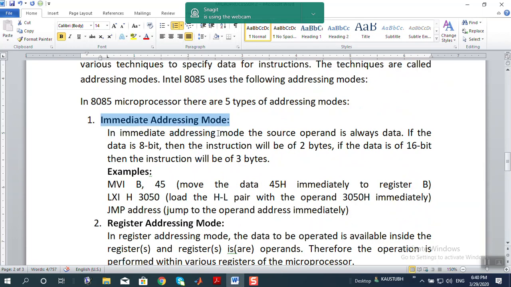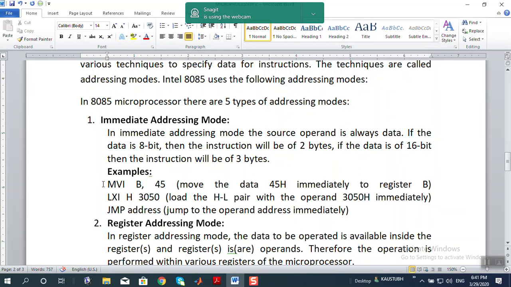Immediate addressing mode instructions are those instructions in which the data is part and parcel of the instruction itself. That means the instructions in which data is there along with the instruction are immediate addressing mode. So in immediate addressing mode, the source operand is always the data. If the data is 8-bit, then the instruction will be a 2-byte instruction, because the data is part and parcel of the instruction. Without data, those instructions are meaningless. If the data is 16-bit, of course, it will be 3 bytes.